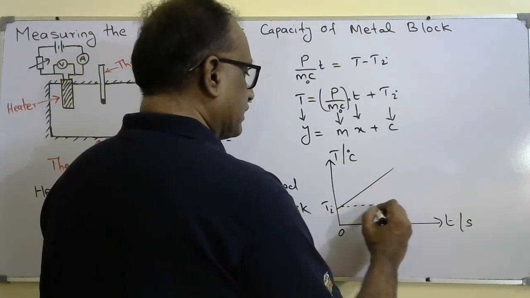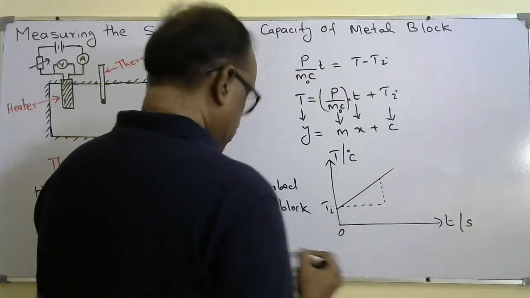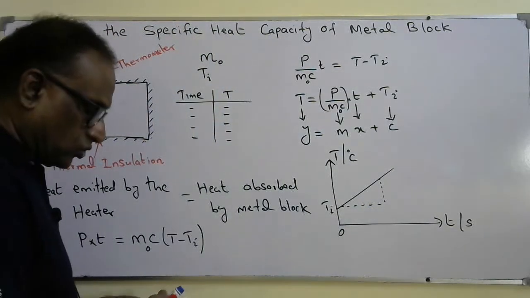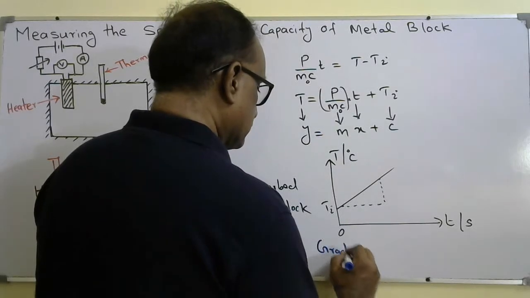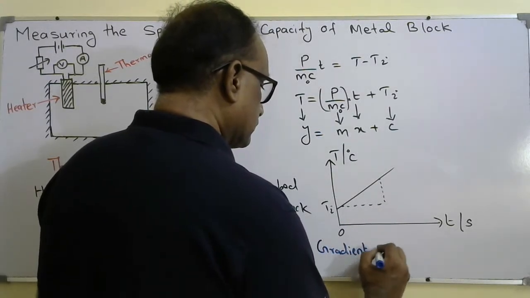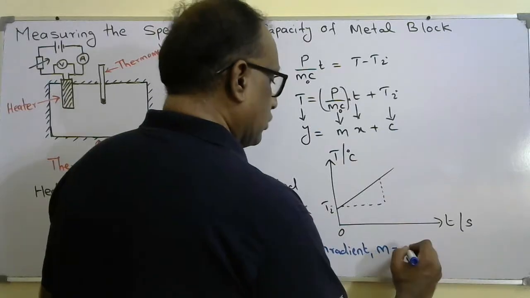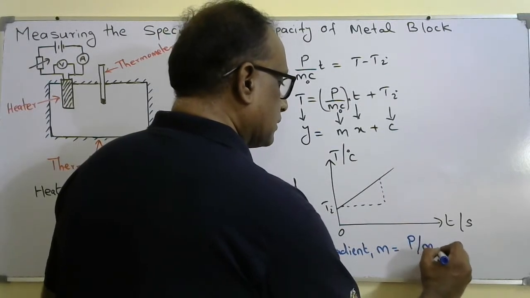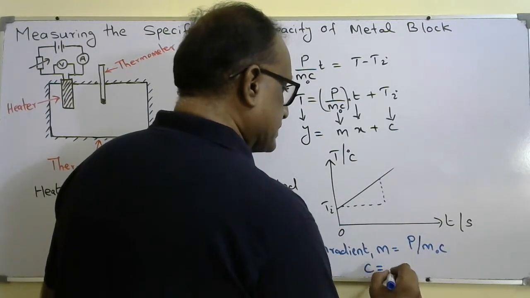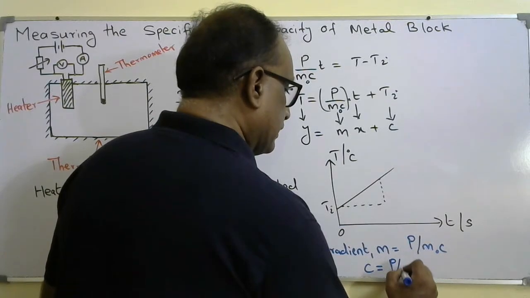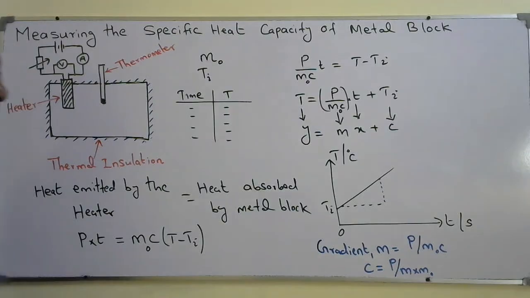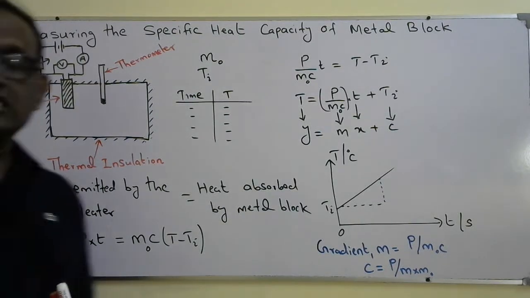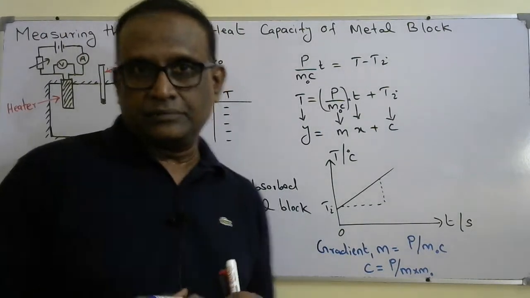Find the gradient of the graph. The gradient will be equal to P over m naught C. So C, the specific heat capacity, will be equal to P over the gradient times the mass of the metal block. From that you can calculate the specific heat capacity of the metal block.